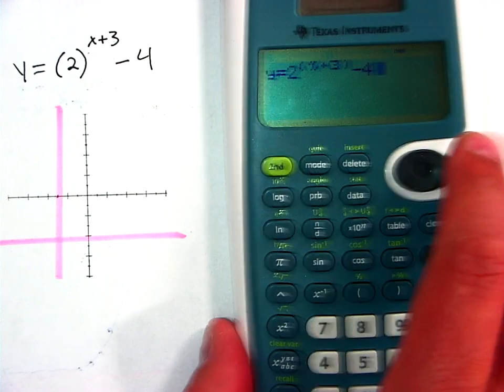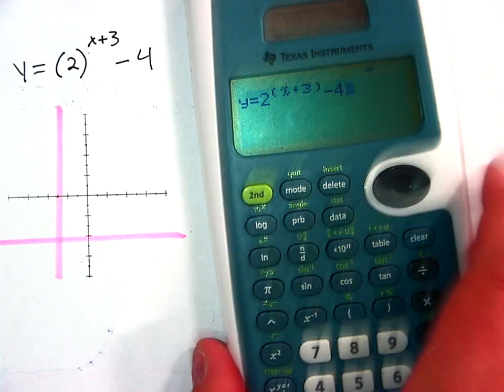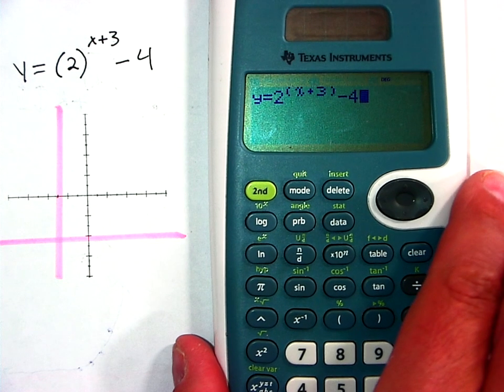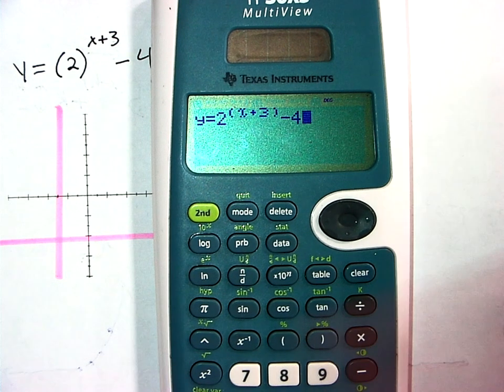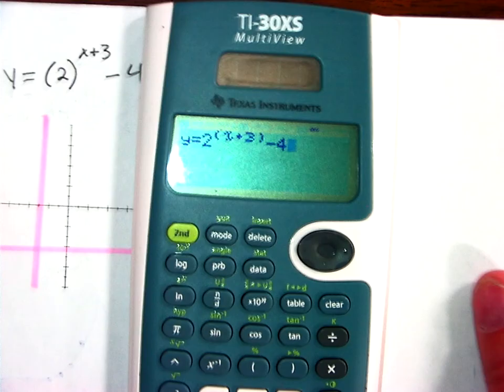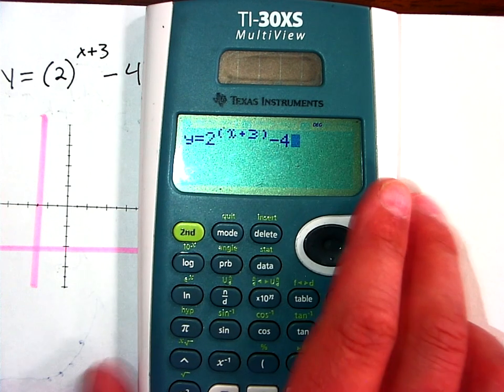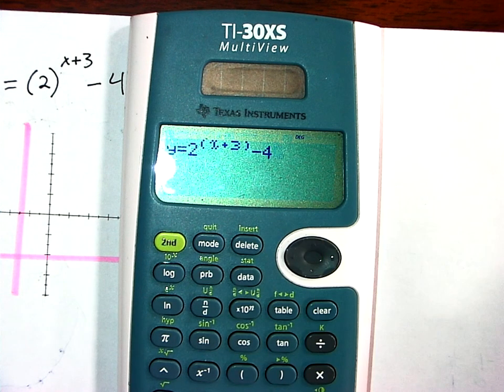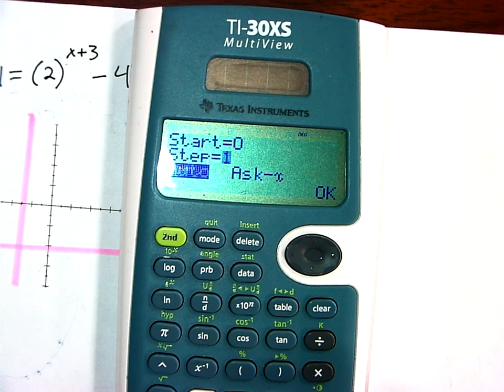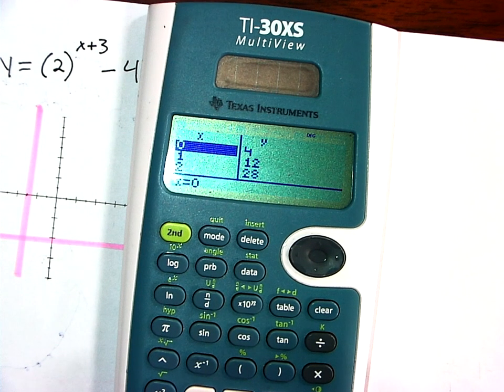You did put them in parentheses? I just put the x plus 3 in parentheses. And do we start at 0? Well, I'm going to look at my numbers and see what makes sense. Okay, because it starts at 0 and then the y is equal. Okay, hold on. Enter, enter, enter, enter, enter.